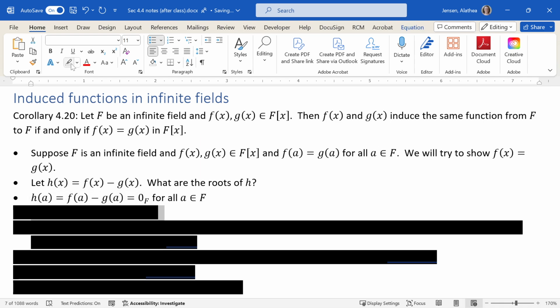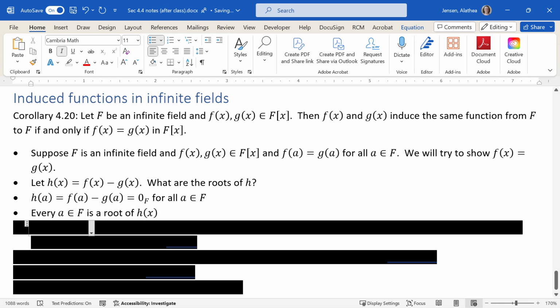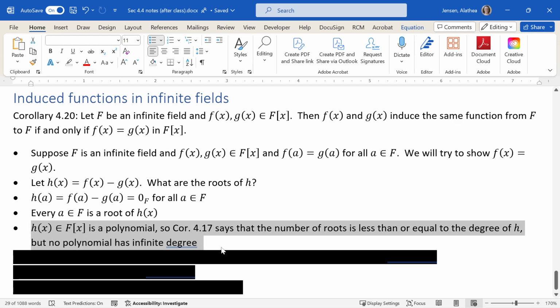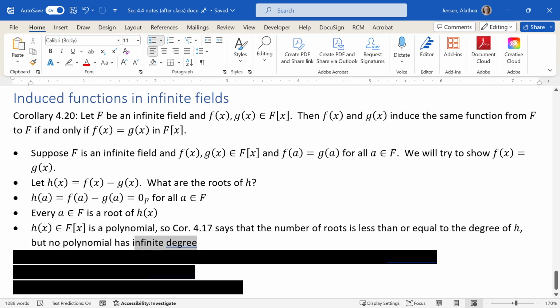So every single element in the field is a 0 of this h function. But that is kind of weird, right? To have infinitely many roots, because we just went over this corollary 4.17 that says the number of roots is less than or equal to the degree, but we have an infinite number of roots. So how do you make sense of this? Corollary 4.17 says number of roots less than or equal to the degree, but no polynomial has infinite degree. So how could infinity be less than or equal to a finite number?